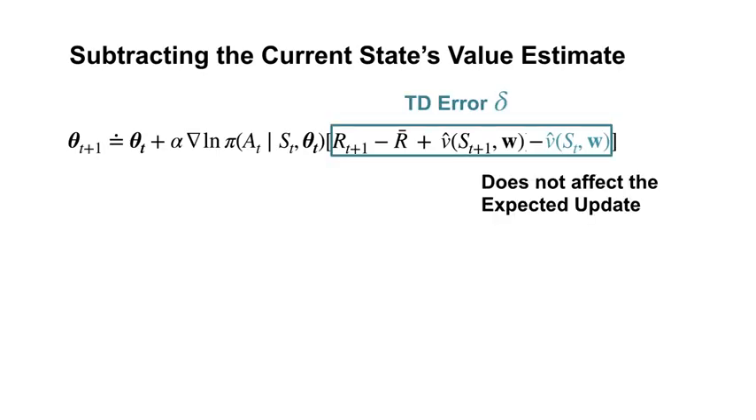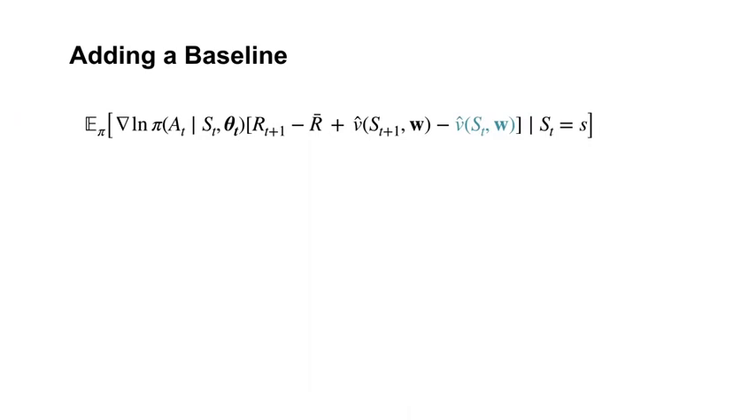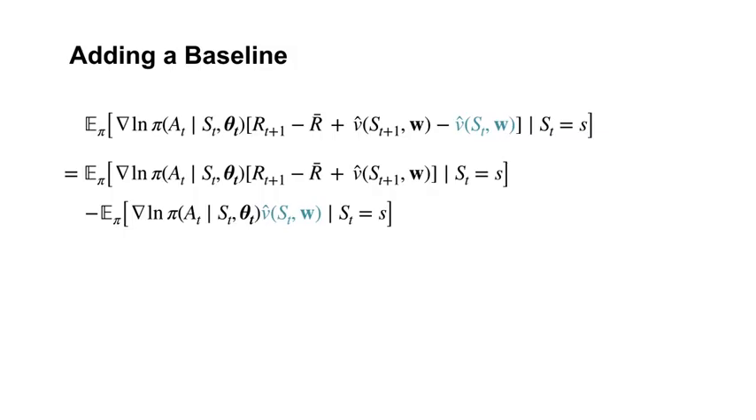The expected value of this update is the same as the previous one. Why is this? Let's take the expectation of the update conditioned on a particular state s at time t. Taking the expectation of the sum is the same as the sum of the expectations. We can use this to separate out the expectation of our original term from the expectation which involves the subtracted value function. It turns out the expectation of the second term is 0, so we can add this baseline to the update without changing the expectation of the update.